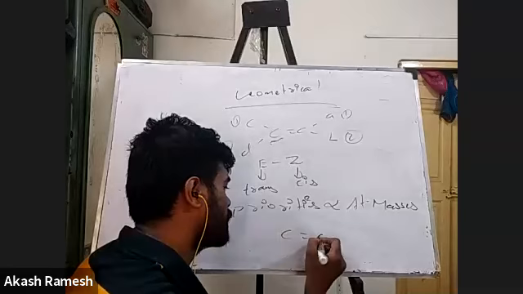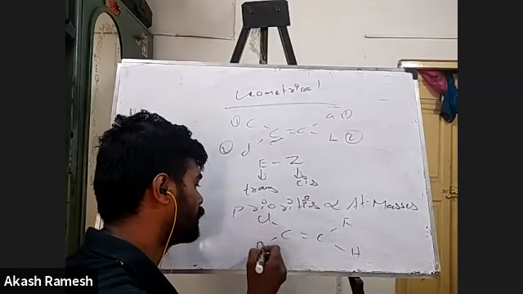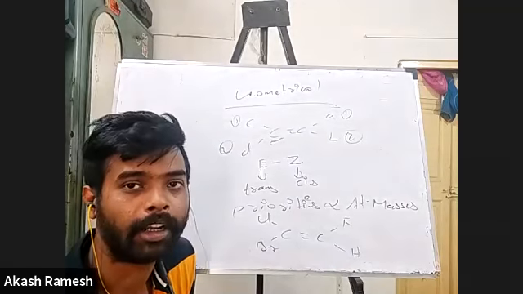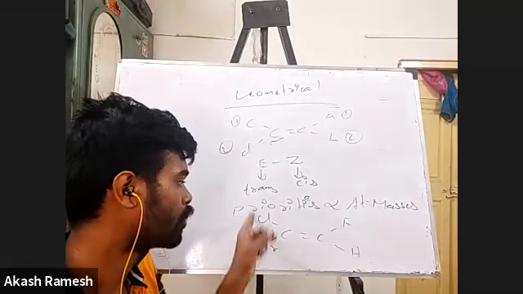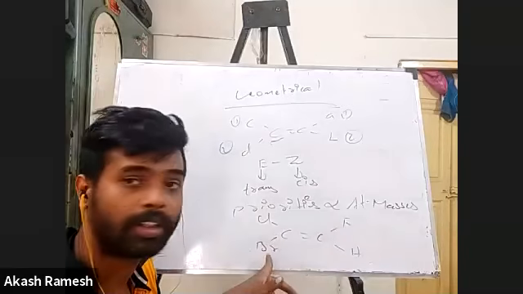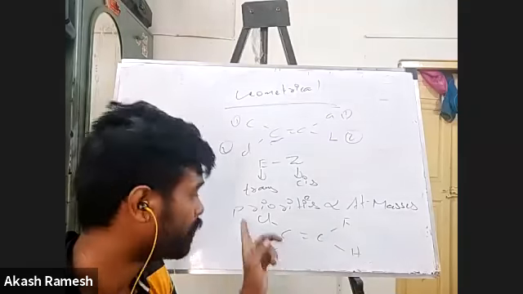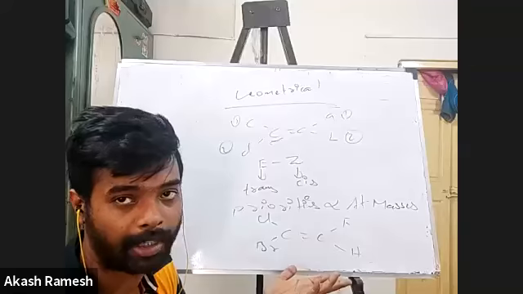Say I have C double bond C, with F, H, Cl, Br. All four are different groups, right? Now, there is no connection between these two. You assign 1 and 2 for these two, and 1 and 2 for the other two. Whichever has more atomic mass will have more priority.